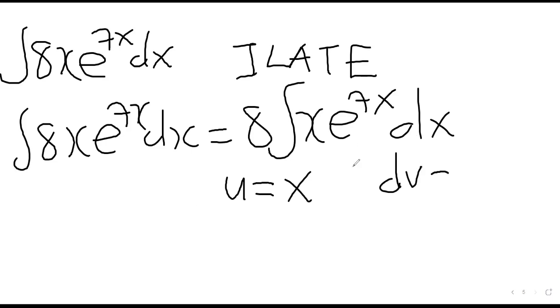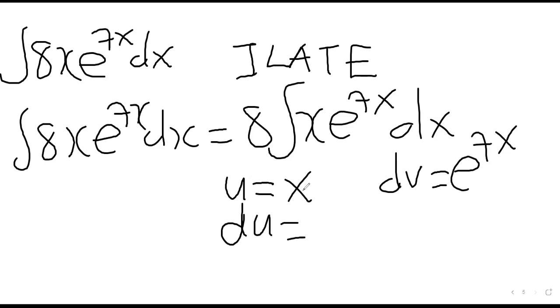So dv is equal to e^(7x) dx, meaning that du is equal to, you differentiate this. After you've differentiated this, you have to add the dx at the end. So when you differentiate x, you're getting 1 multiplied by dx, so it will give us just dx. So for you to find the value of v, you are expected to integrate this.